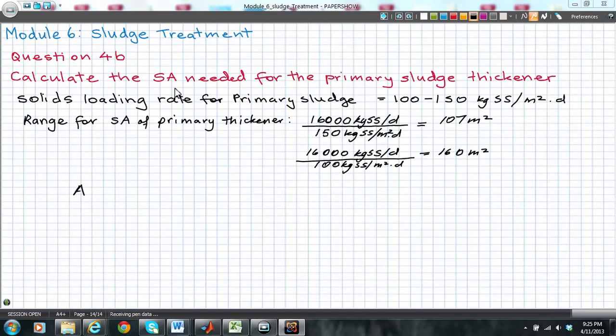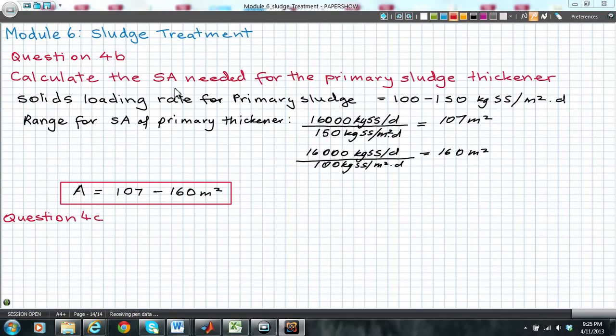So the area range for the surface area needed for the primary sludge thickener is going to be between 107 and 160 meters squared. Now for question 4C. We're asked to calculate the minimum volume of a silo required to store the dewatered sludge for a minimum of 4 days.